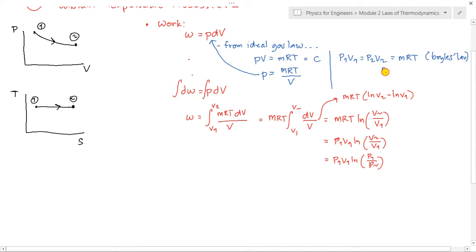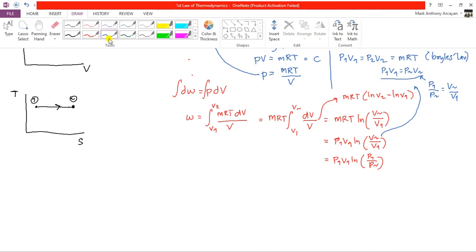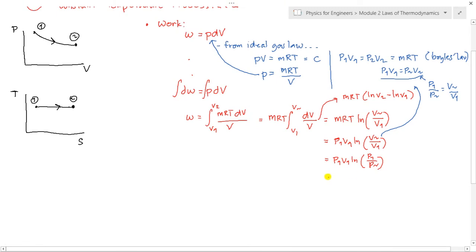Boyle's law, we have the relationship P1 V1 equals P2 V2. Therefore, V2 over V1 is just equal to P1 over P2 from this equation. Since there are other equivalents, we can also use P2 V2 ln P1 over P2. Anyway, they are in the same class.